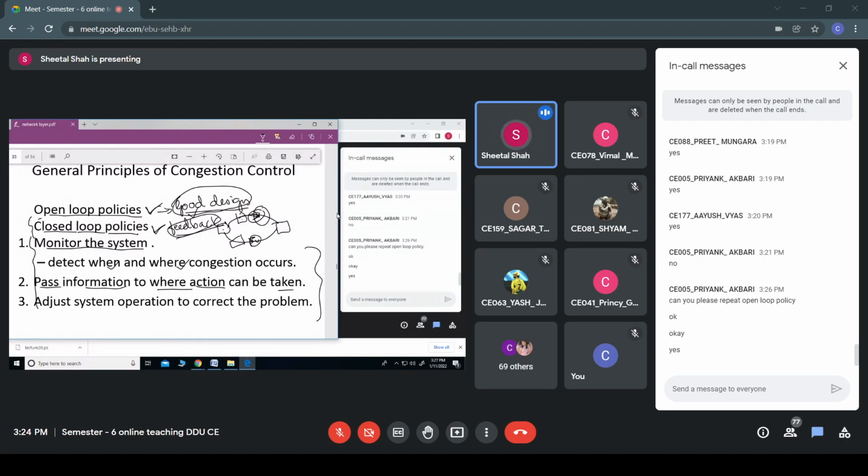So based upon the feedback, some measures would be taken to overcome this congestion. Right? So the very first approach it uses is to monitor the system. It has to detect when and where the congestion has occurred, and based upon that it has to pass the information to the other routers so that it can take certain action at the congested part, and adjust system operation to correct the problem. Okay, and the parameters are adjusted so that it can overcome that congestion part. Is this thing clear, everyone?